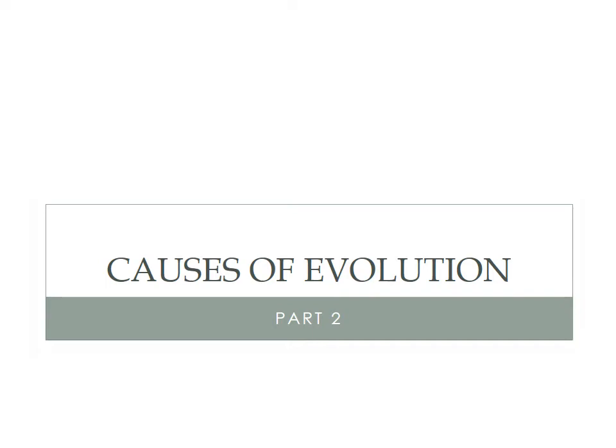Causes of Evolution Part 2. The first part dealt with natural selection, which is one way that evolution occurs. However, it is not the only way. So this video will discuss two alternative ways that evolution can occur in a population.